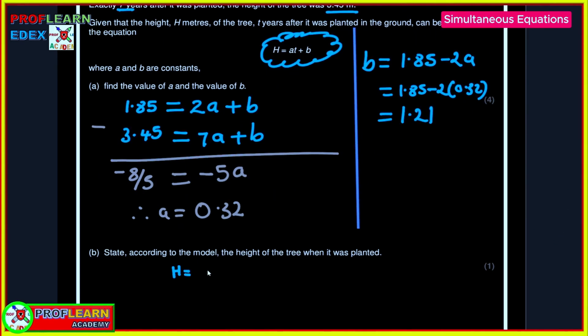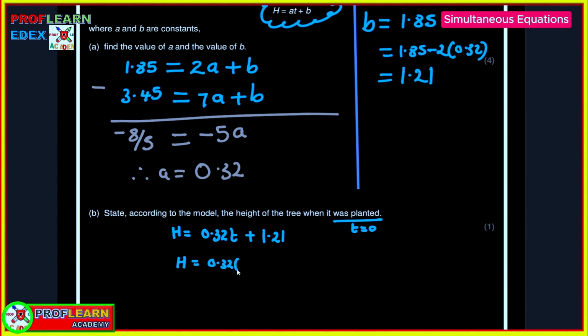Now we can say our model equation is this. Because we want to find the height when the tree was planted, it means when the tree was planted, t was 0, time was 0. So this equation is going to reduce to 1.21 meters. So when the tree was planted, it had a height of 1.21 meters.